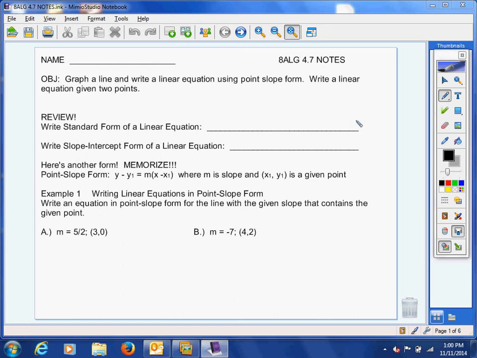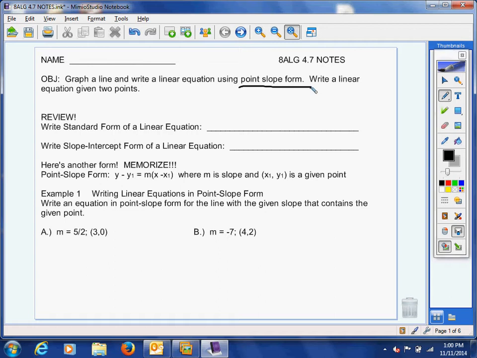Thompson again. We're getting ready to study section 4.7. This is our big chapter on linear functions, and we're in the 7th section. Today's objective is we're going to graph a line and write a linear equation using another form of a line called point-slope form. So we're going to be learning that, we're going to memorize that, and then we're going to write linear equations when we're just given 2 points and see that process behind it.